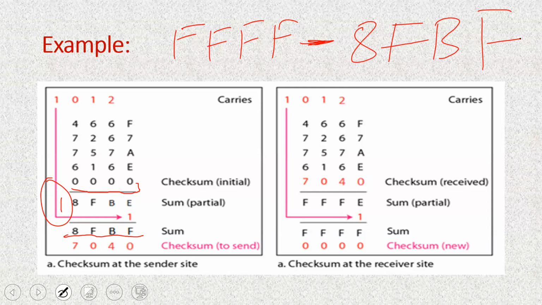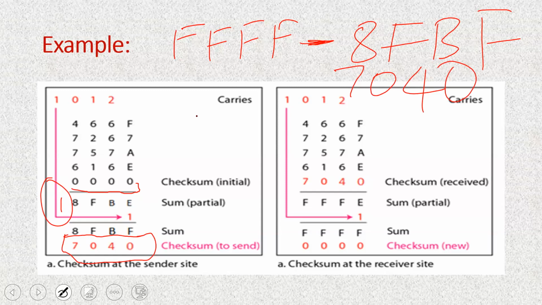FFFF minus 8FBF. You will get 7040. This is the checksum at the sender side.